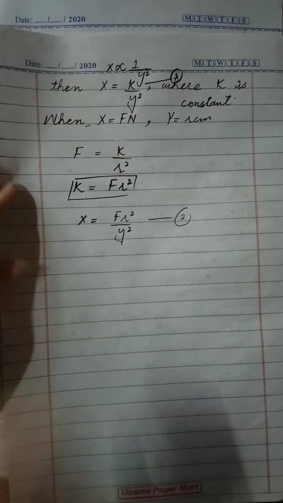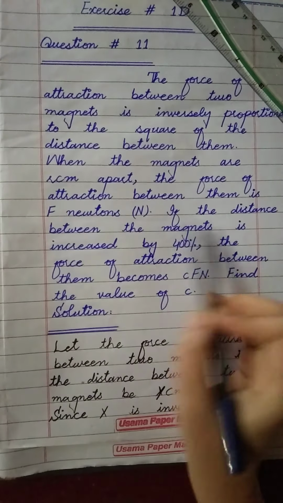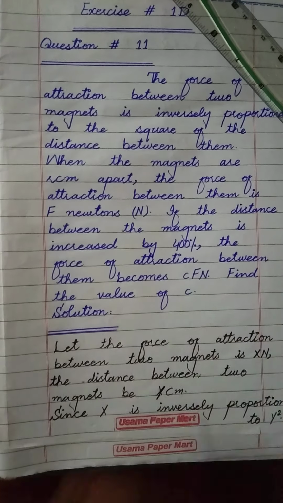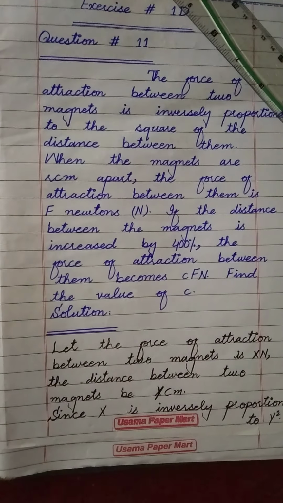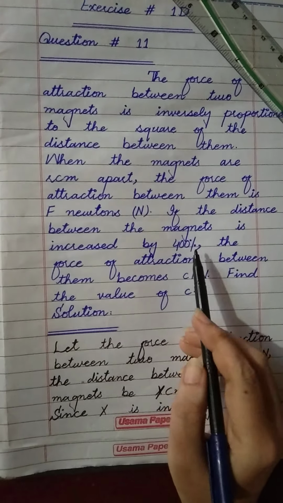Now students, let's see what the question is. The question is now, if the distance between the magnets is increased by 400%, means the distance is increased by 400%.